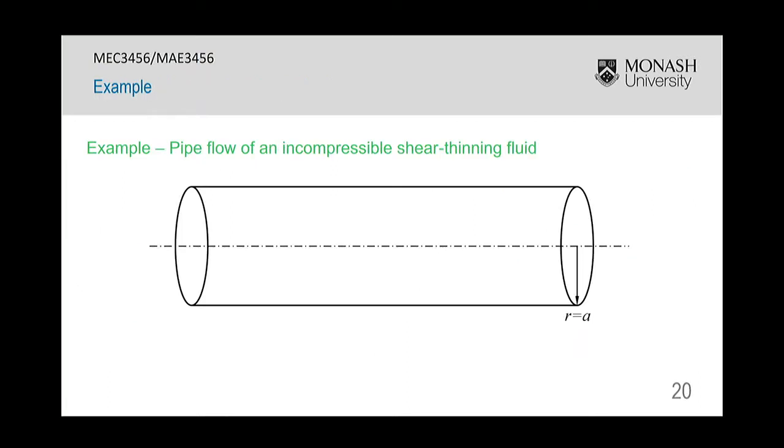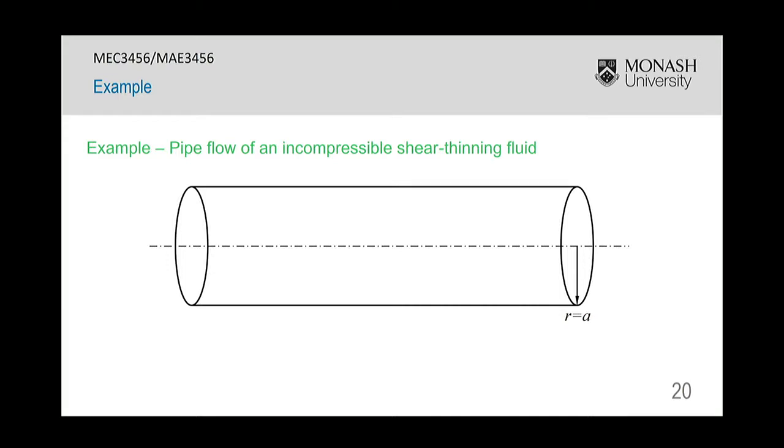So let's have a look at constraints. Constraints are a very, very important part of the shooting method, and they're often something that is tricky to figure out because it's always based on the particular situation that you're looking at. We're going to look now at the pipe flow of an incompressible shear thinning fluid. A shear thinning fluid is one in which the viscosity depends on the strain rate.